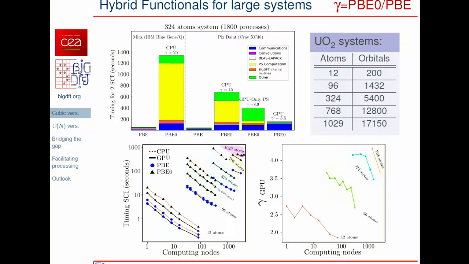ratio to calculate PBE0. For instance, here, as a function of the computing nodes, you can see that one self-consistent iteration takes 10 seconds, and if we use a GPU, then we can also, for not so large an amount of time, do hybrid functionals on large systems.